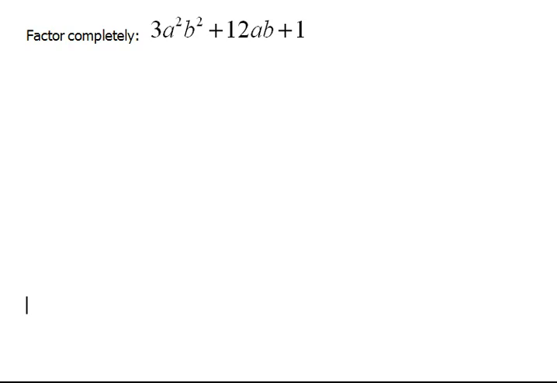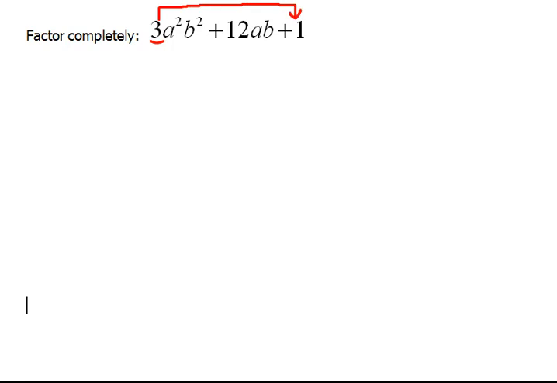Alright, in this example we have 3a squared b squared plus 12ab plus 1. So we have three terms. Let's look to see, is there a GCF first? No, there's not. Now, because there are three terms, and the first term has a coefficient, something other than 1, that tells us we're supposed to do product sum.